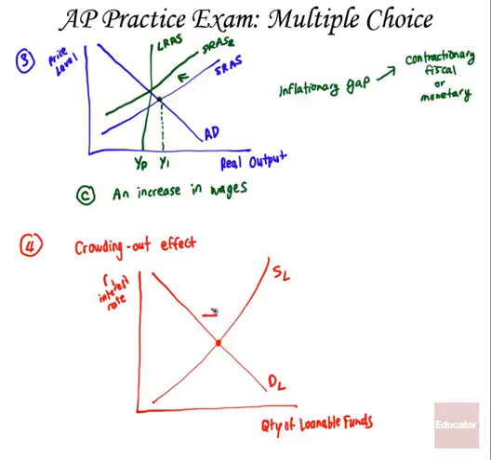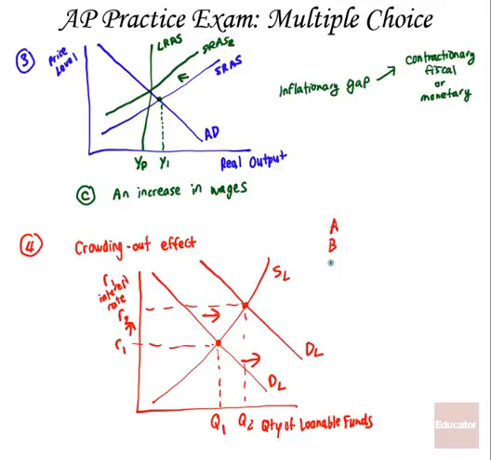When the government uses deficit spending, the demand for loanable funds will increase here. And what happens is the R increases, so R1 goes to R2. So we know that the real interest rate increases. So you could cancel out A, B, and E as incorrect, because A and B say decrease and E says no change.